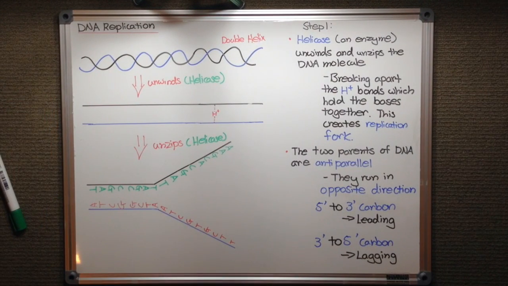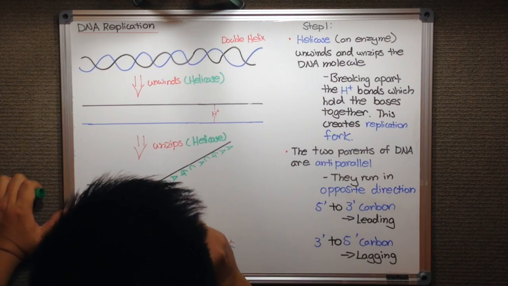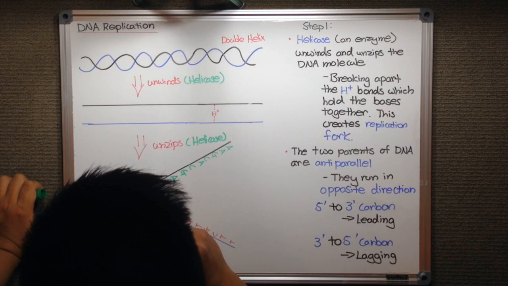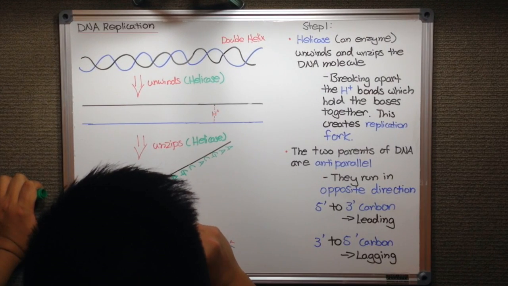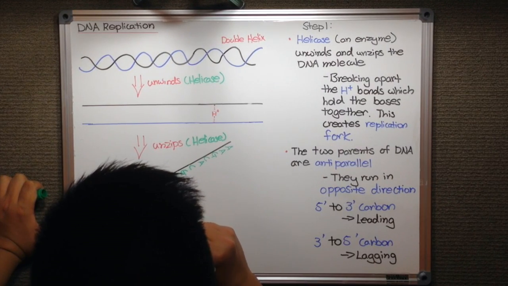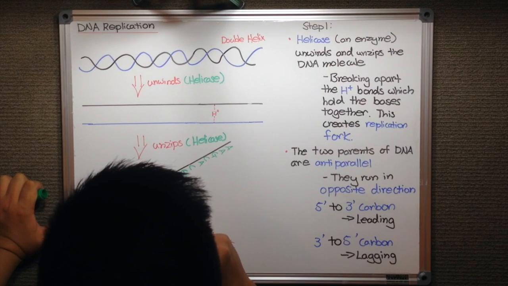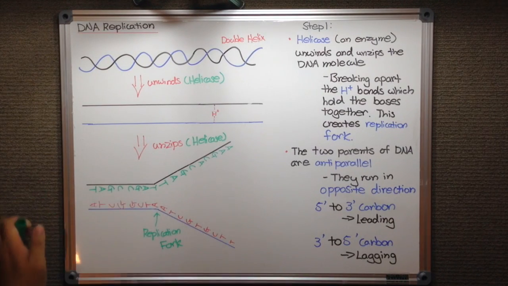Now, you don't really need to know how many H bonds there are between adenine and thymine, or cytosine and guanine. You just need to know it breaks the H bonds. So keep it simple. Now this creates a replication fork. So what does it mean by replication fork? Here we have a replication fork. So it kind of looks like a fork.